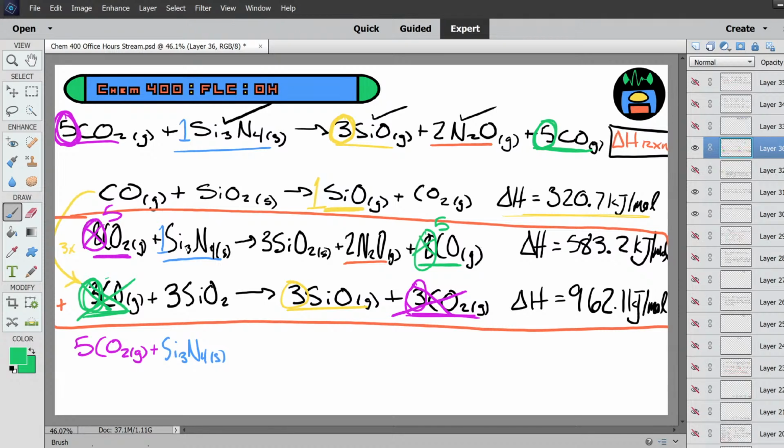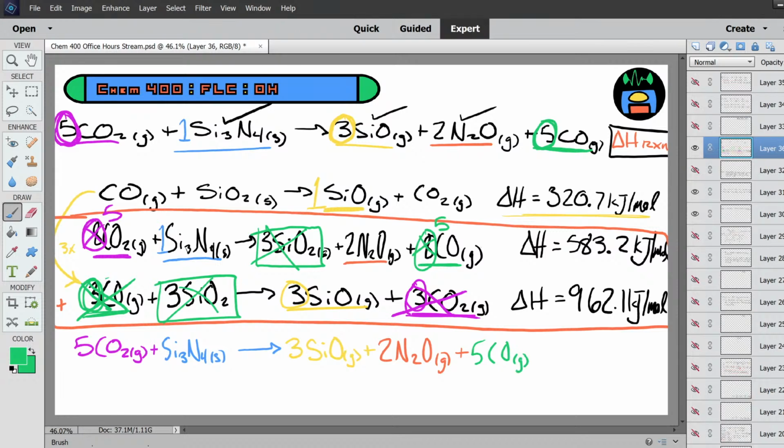And you're like, wait a minute, what about this silicon dioxide? That's not in the product. Well, it actually cancels with the 3 moles of silicon dioxide on the product side as well. So we have our two reactants producing 3 moles of silicon monoxide gas plus we've got our 2 moles of dinitrogen monoxide gas plus our 5 moles of carbon monoxide gas.